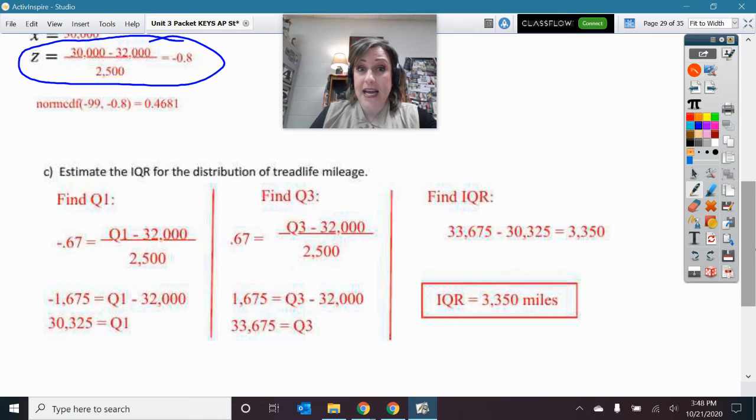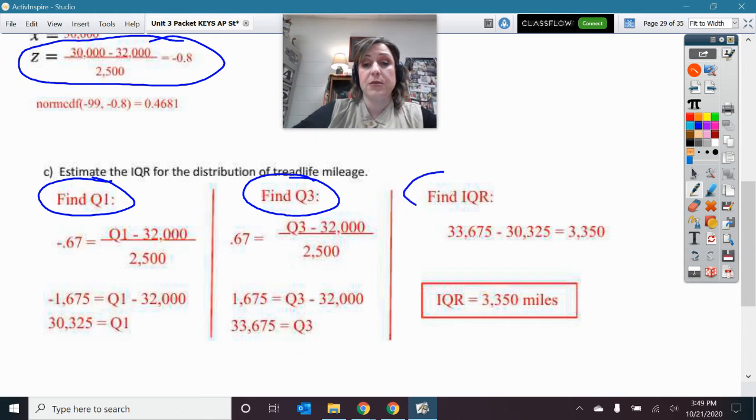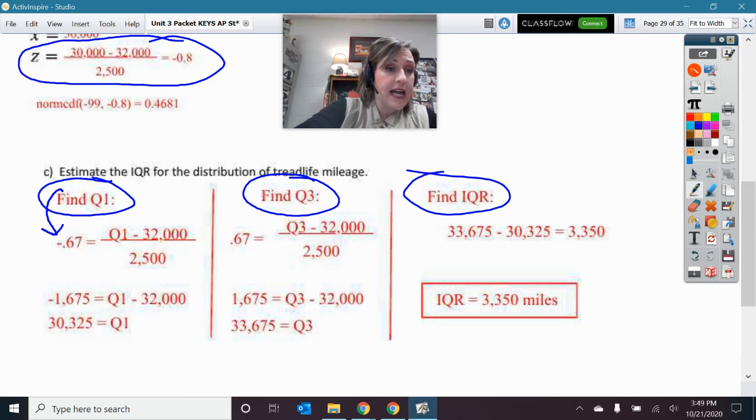Next up, getting the IQR. Getting the IQR takes 3 parts: find Q1, find Q3, and then subtract to get the IQR. So remember that Q1 is at the 25th percentile. So Q1 is always going to have a z-score of inverse norm of 0.25, and that is negative 0.67. Q3 is always going to have the positive version of that z-score, 0.67.